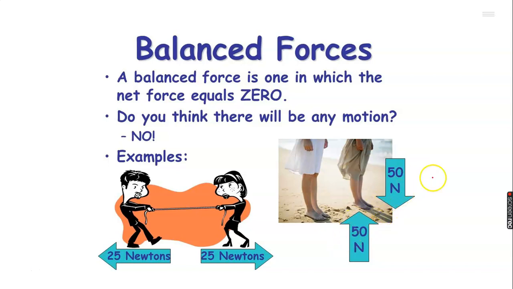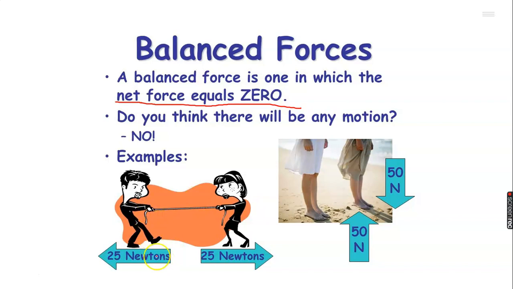That means it has no effect. So the net force, if you deduct one from the other, will give you 0. That's what it's trying to tell you here. The net force equals 0. And the second one, do you think there will be any motion? No, because nobody will pull the other. They are all equal. Both of them are equal. So that's the answer, no.